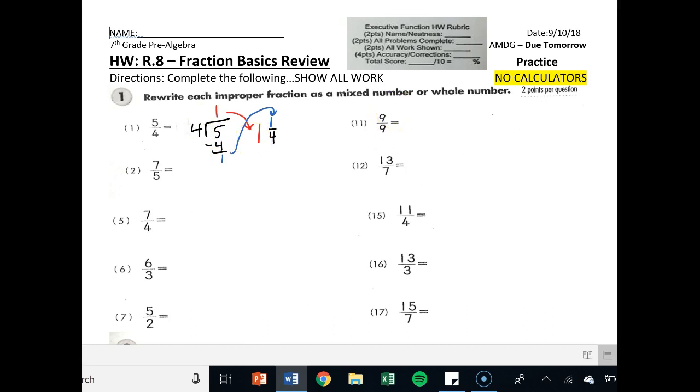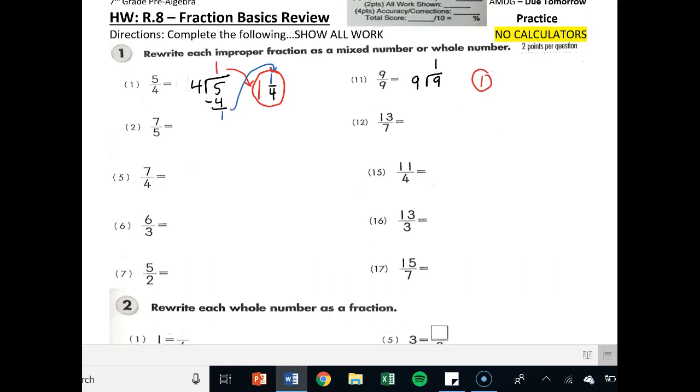Let's check out number 11. If we just did 9 over 9, well, 9 goes into 9 one time, and so that's why my answer is just 1. All right. Please do me a favor. Please make sure you are circling your answers. It will make it a lot easier for me to grade. All right. I will do one more in this section.